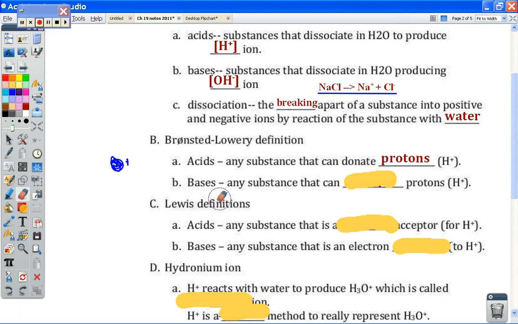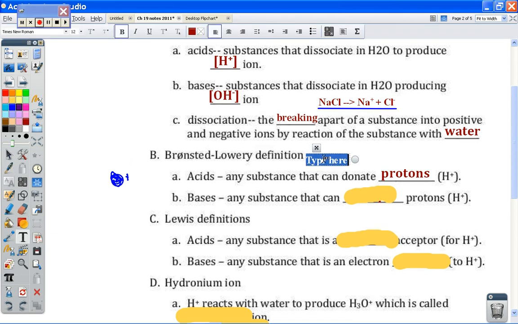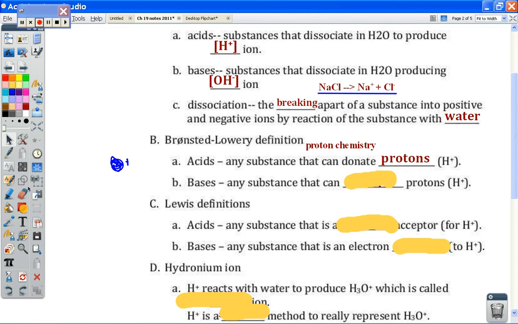In fact, there's another name for acid-base chemistry, and it's sometimes called proton chemistry. It's called proton chemistry because that's what we're dealing with, the dissociation and the movement of protons through our solutions. Now, a base is then any substance that instead of donating protons, it can accept the proton.